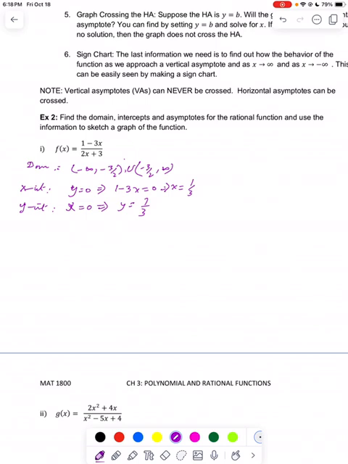What was the next? Next was the VA. The VA you get by setting the denominator equal to 0, which is the same thing as the number that we threw away from the domain. So we get x equal to negative 3/2 is our VA. What about the HA? Notice that the degrees of the numerator and denominator are the same, so the HA will be y equal to the lead coefficient of the top, which is negative 3, divided by the lead coefficient of the bottom, which is 2.